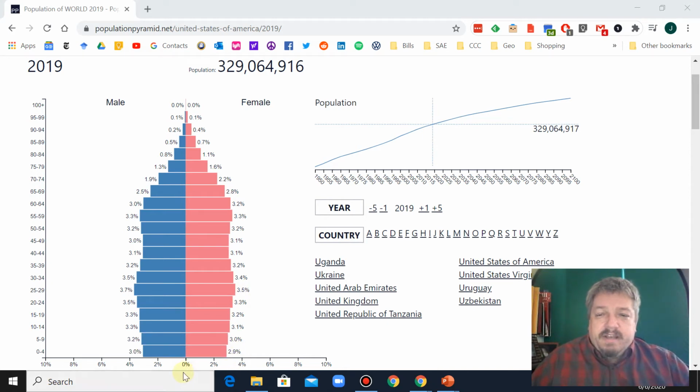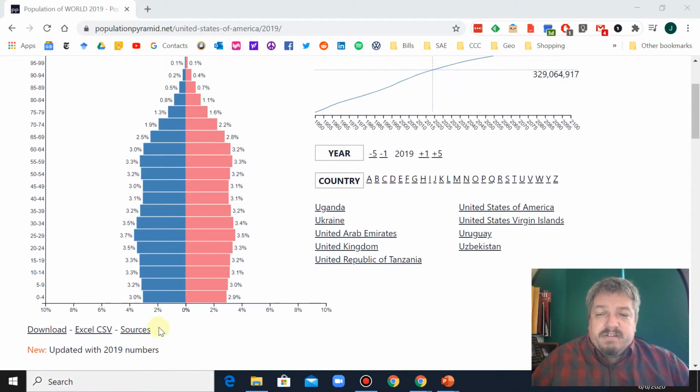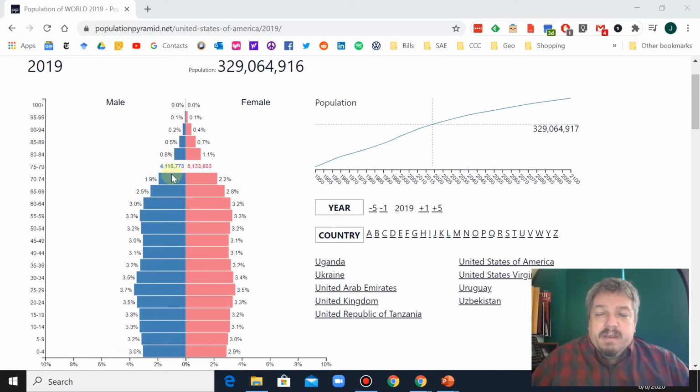In 2019, people who were 0 to 4 years old, of the population that was male, that was 3% of our total population. And then girls, 2.9. So you add it together, roughly 6% of our total population were 0 to 4. And every line here is an age group. So 0 to 4, 5 to 9, 10 to 14, all the way up to the very top. The bigger the line, the bigger the part of the population. And you can see it's almost the same for men and women, a little different here and there.